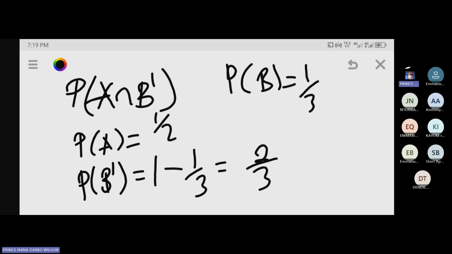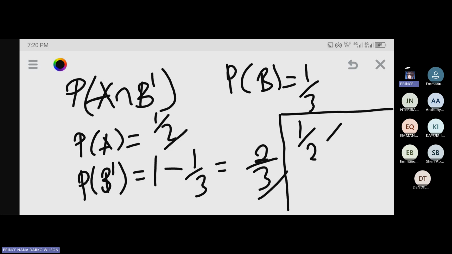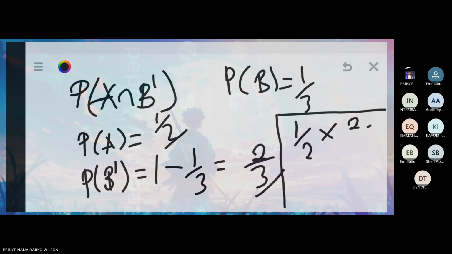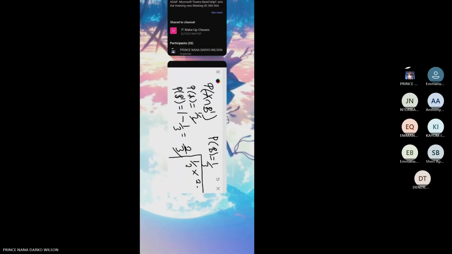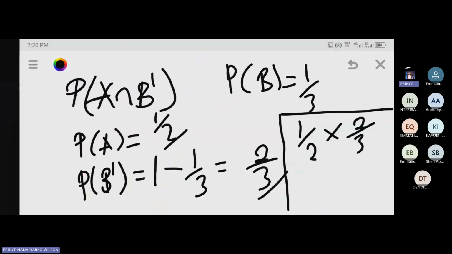So now that we know the probability of A is 1/2, and the probability of B complement is 2/3, we can now calculate the probability of A intersection B complement. So remember, intersection is probability and. Therefore, we are going to take 1/2, that's probability of A, times probability of B complement, which is 2 out of 3. 1 times 2 gives us 2, and then 2 times 3 gives us 6. Simplify that and you have 1 out of 3. So that is the probability of A intersection B complement for these two values.